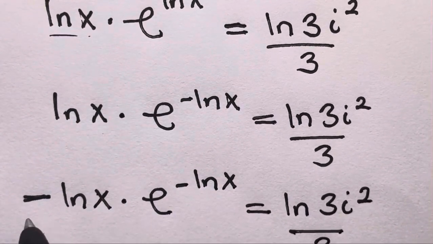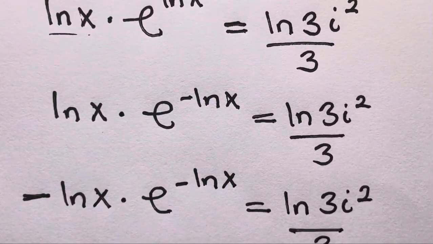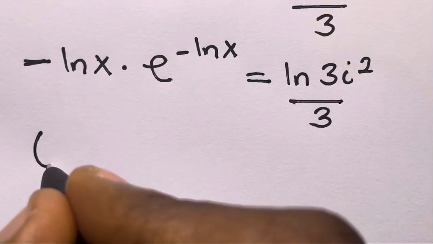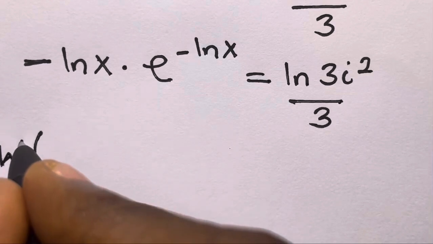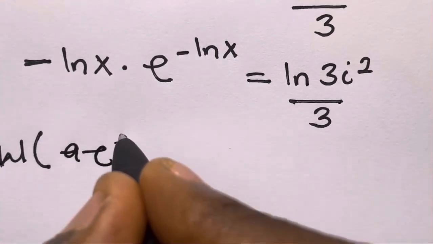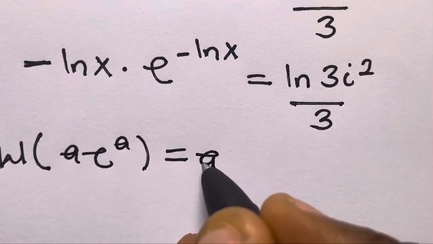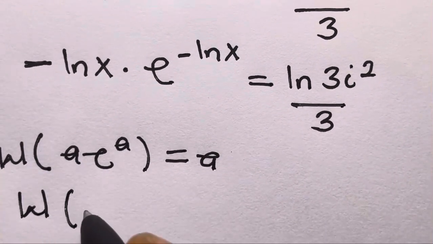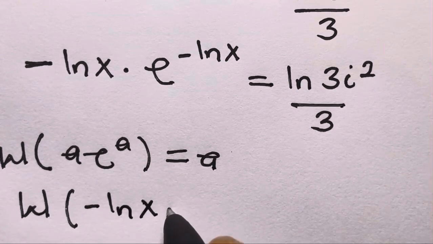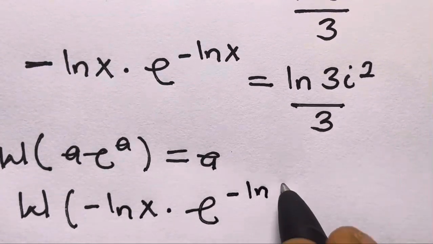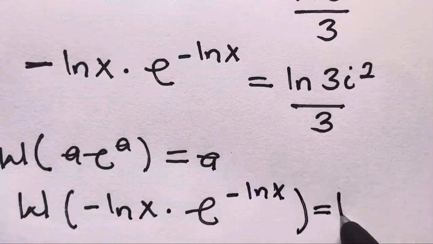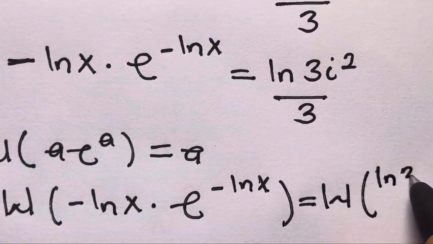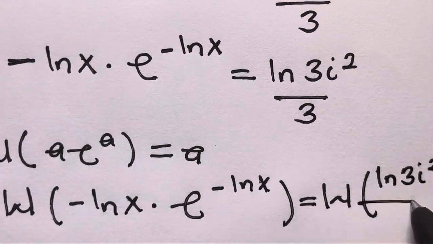So we have this base and this power the same now, so it is time for us to apply the Lambert function. But remember, for the Lambert function, if you have the Lambert function of a exponential a, this equals a. So let's apply the Lambert function to both sides of this. So we have the Lambert function of minus ln x times exponential minus ln x equals the Lambert function of ln 3i squared divided by 3.